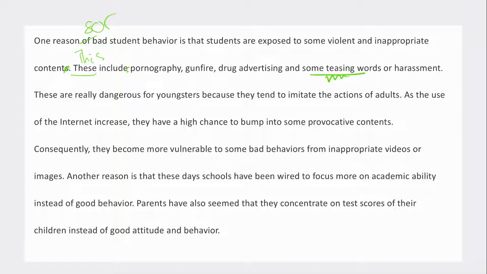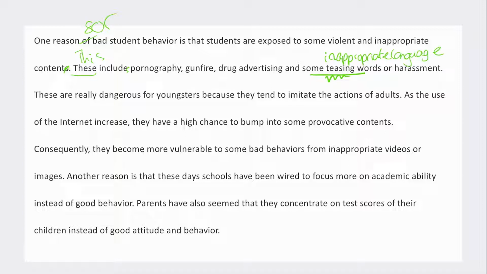Teasing is friendly. It's not super negative to tease someone. Usually we say teasing is just making fun of something you would do to your friends. So you probably wouldn't say teasing words. I think here they mean swear words or inappropriate language. So you could probably say and inappropriate language or harassment.